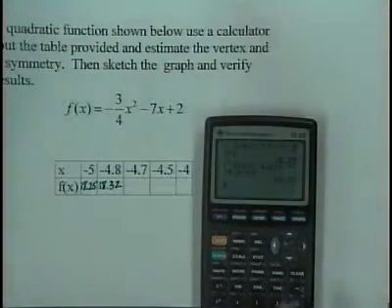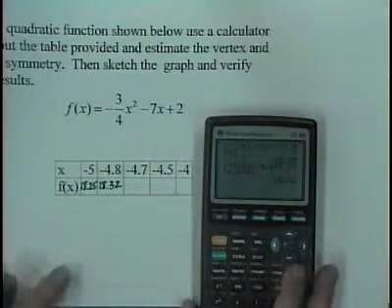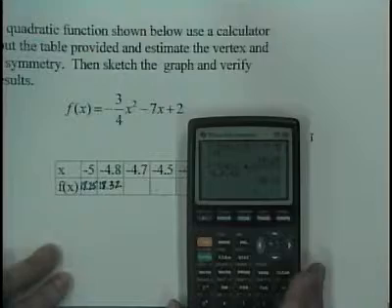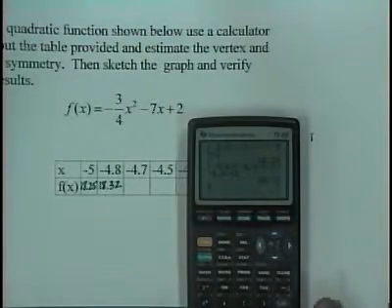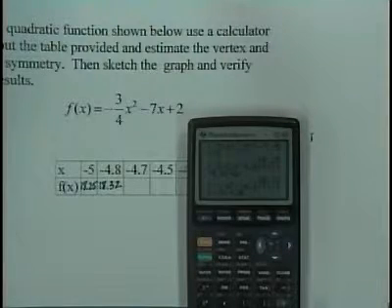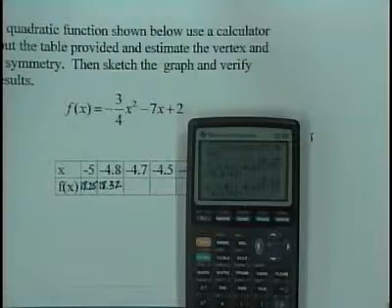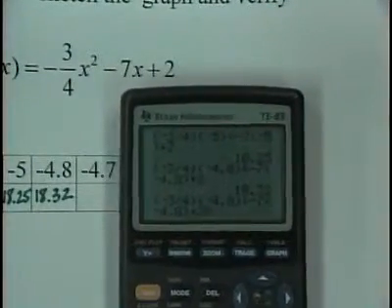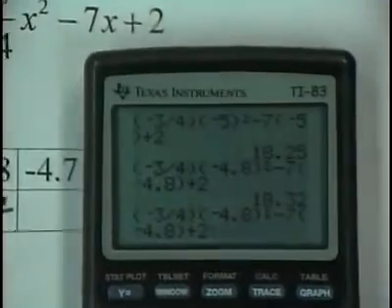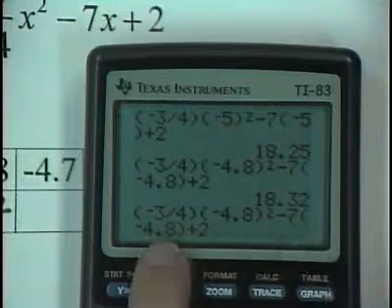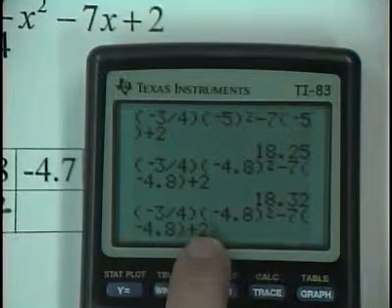Using negative 4.7, here's a little trick that you might try on your calculator. The calculation I just made is stored on a TI calculator like this one. If I push second and the enter button, it pulls my previous calculation into an active status. And let me zoom in and show you how that looks. What that looks like is negative 3/4 times the negative 4.8 squared minus 7 times negative 4.8 plus 2.